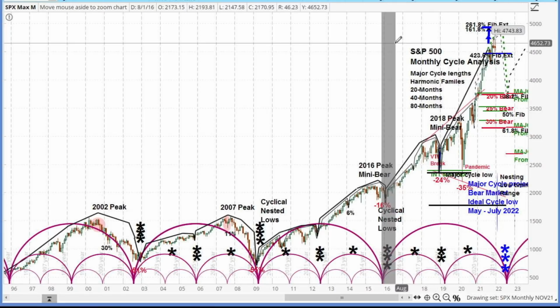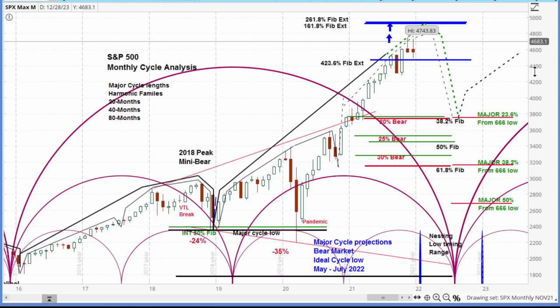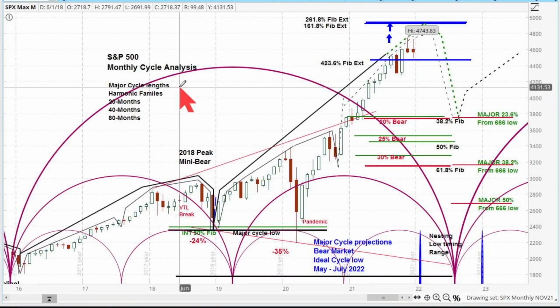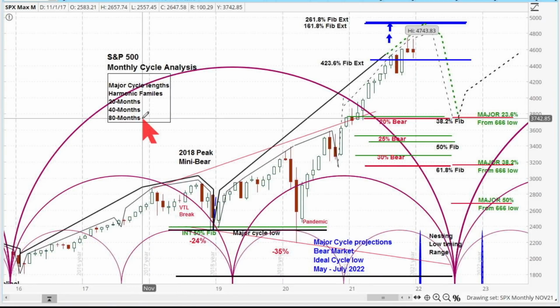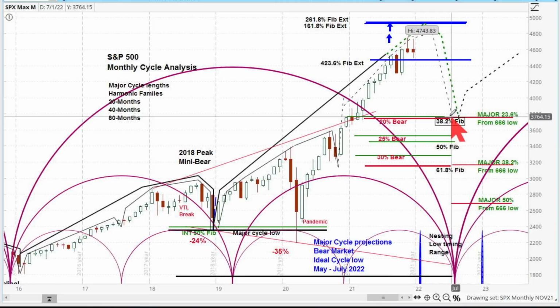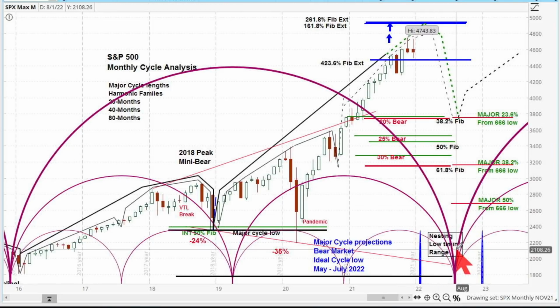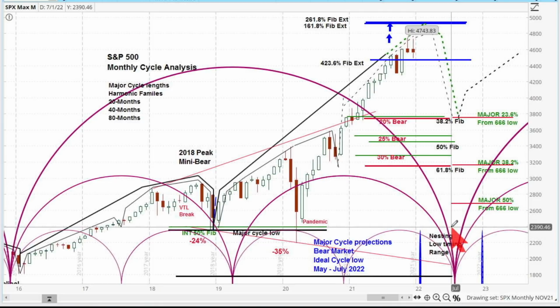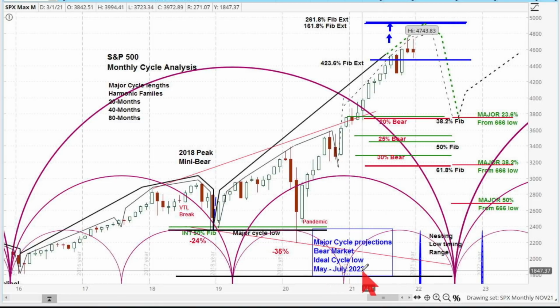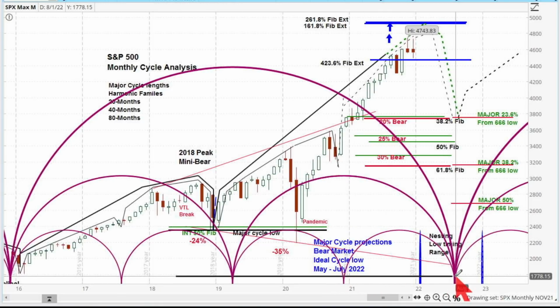And again, I want you to note the harmonics in here. We're looking at 20, 40, and 80 months in these harmonics. And this is where the next low comes right over here in the timing range for that low. So that comes out to somewhere between May and July right there. And you'll note that I said the bear market could go a lot longer, into the next decade.